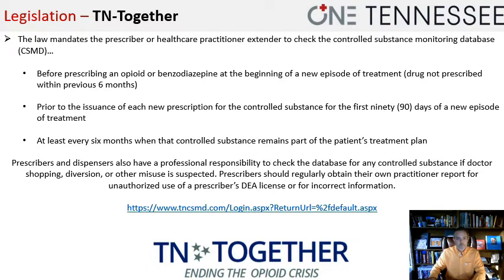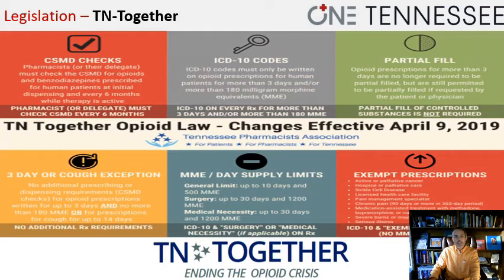The initial legislative changes went into effect April 9, 2019, and they include those CSMD checks under certain circumstances, the inclusion of ICD-10 codes. There originally was a partial fill requirement, meaning they couldn't get the full fill on a new prescription. They could only get a partial fill, and then if they needed the rest, they could come back. That's been removed. There's a 3-day or cough exemption, meaning if it's used to treat cough, like codeine products and those, they can be dispensed for up to 14 days.